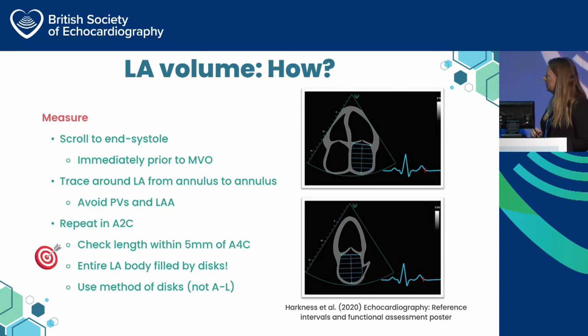And the last tip is that you should be using the method of discs. Sometimes your echo machines will give you a choice of two methods of getting LA volume: the area length method and the method of discs. These two are not interchangeable, okay? The area length method overestimates compared with method of discs. So BSE recommends method of discs. I think if you're not using that in your department and you're using area length, just make sure everyone is using area length, because obviously we do repeated studies on people and we want to make sure that any changes in size are not due to our measurement difference.